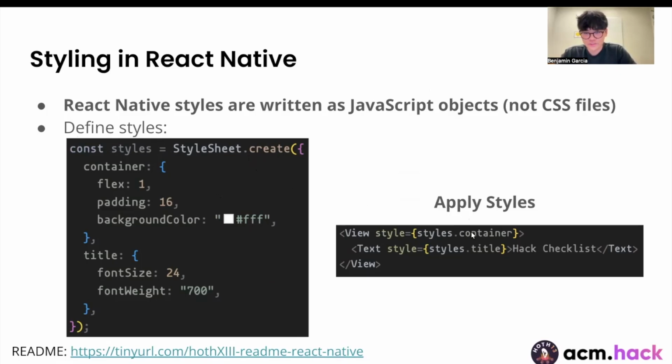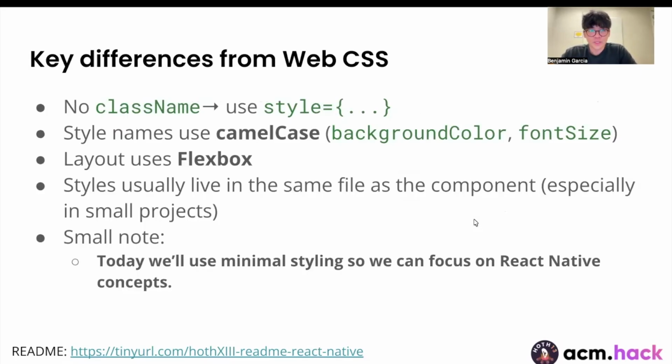like inside of our styles, and we're going to target the container of it, or each class. So title or container. And the key differences from CSS. So one, there's no className. Instead, you're just going to use style is equal to these brackets. Style names use camel case, so backgroundColor, fontSize. Layout is mostly flexbox, and styles usually live in the same file as the component, especially in smaller projects.